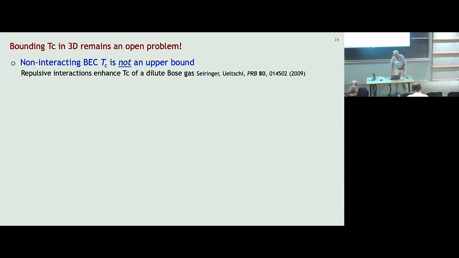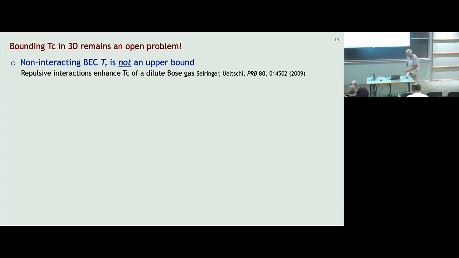And the challenges are threefold. First of all, a lot of people mistakenly believe that the non-interacting BEC temperature is an upper bound in three dimensions. This is not true, as shown by protégés of Elliott Lieb. They show that repulsive interactions enhance the TC of a dilute Bose gas. This problem also has a very long history. Given that Bogoliubov solved the low temperature physics in the 1940s, we had to wait for a few decades.